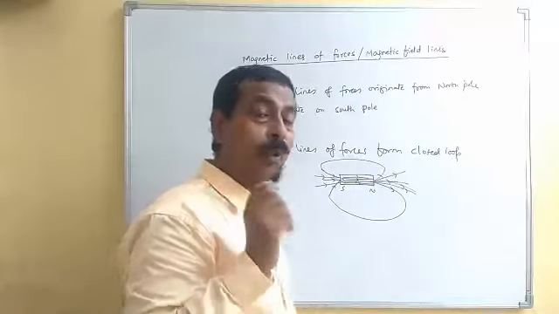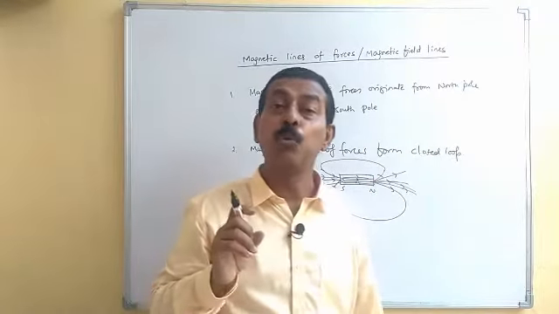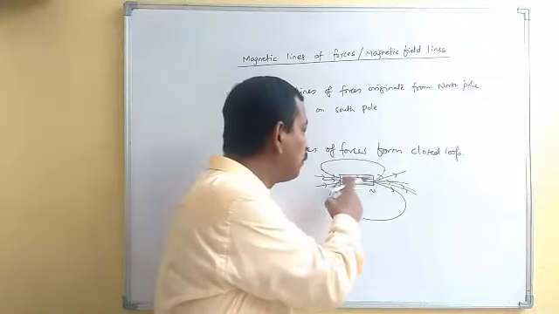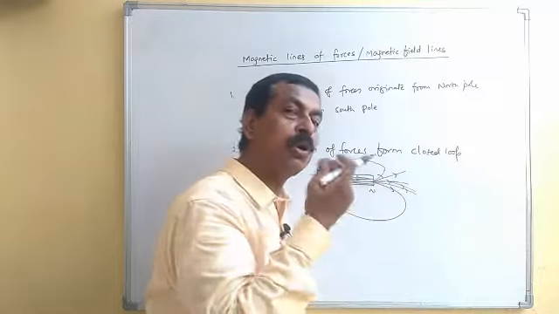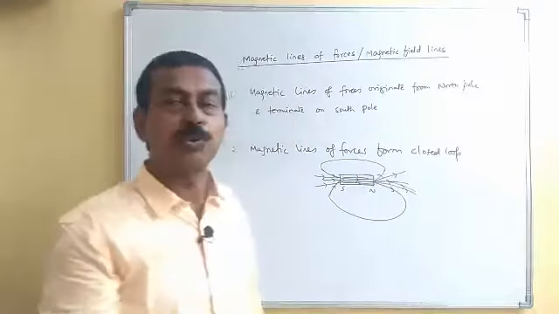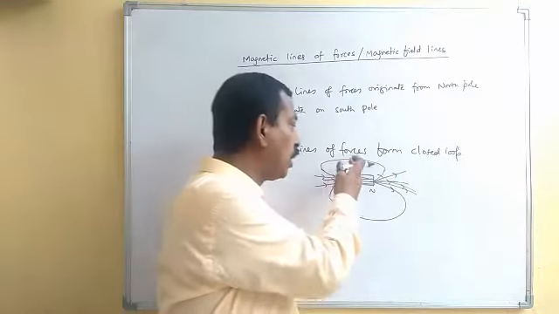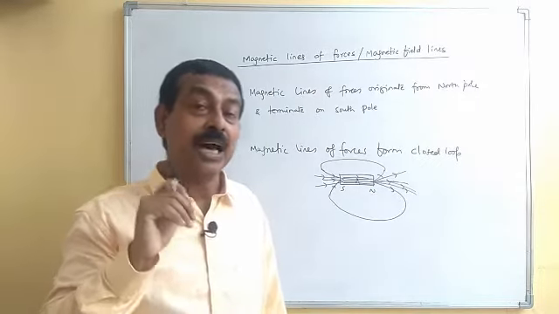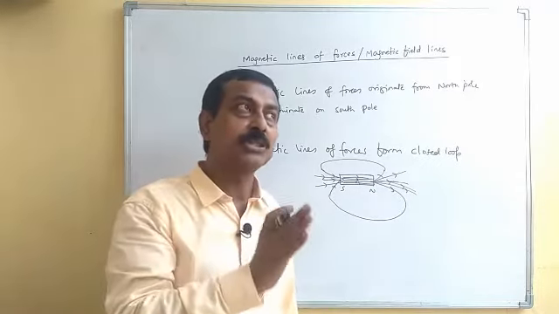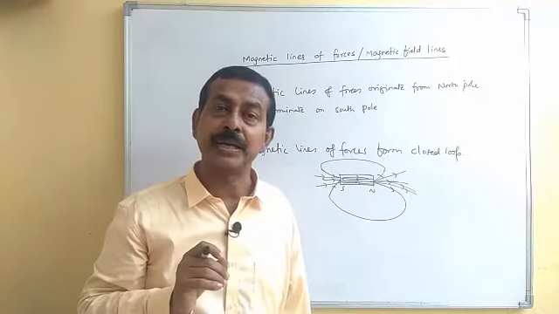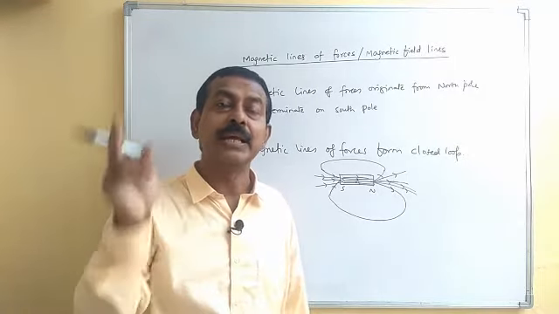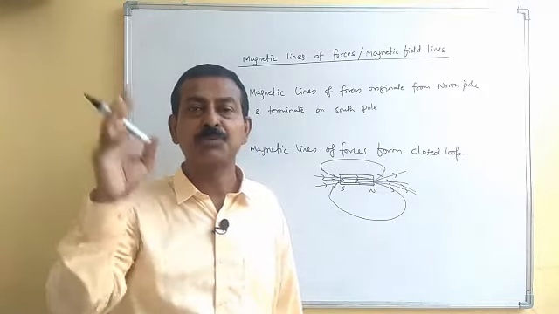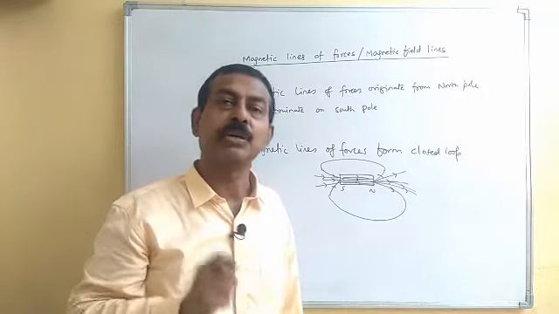Now why is it so? Because monopoles do not exist, so they will form closed loops. Wherever you have the north pole, there will be a south pole, so they will always occur in pairs. Whereas you can get an isolated positive charge, and you can get an isolated negative charge. So there they do not form closed loops. They just originate from the positive charge and terminate on the negative.